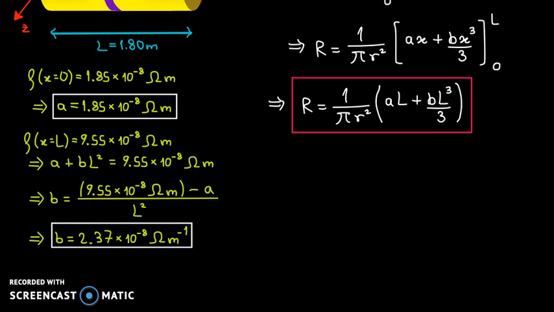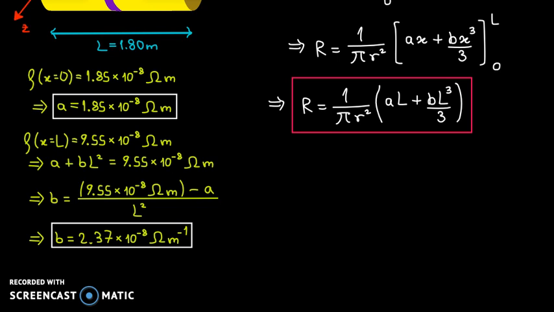The resistivity at the right end, on the other hand, is equal to 9.55 times 10 to the negative 8 ohm meters. And that corresponds to x equals capital L. So A plus B L squared is equal to 9.55 times 10 to the negative 8 ohm meters. We rearrange our equation to isolate B and substitute the numerical values for A and capital L. We get B equals 2.37 times 10 to the negative 8 ohm per meter. Now note the unit change, because B is ohm meter divided by meter squared, so the unit for B is ohm per meter.